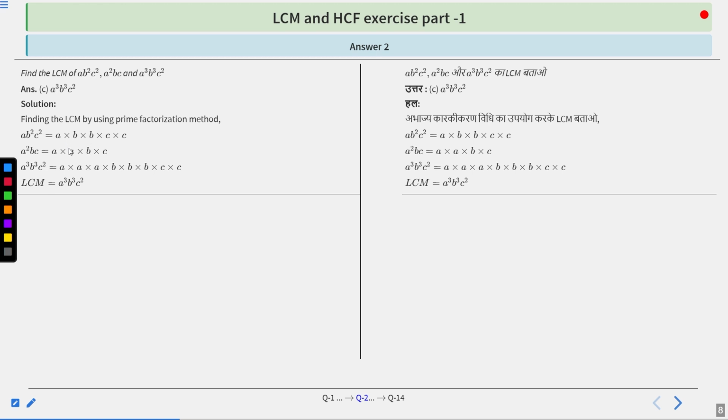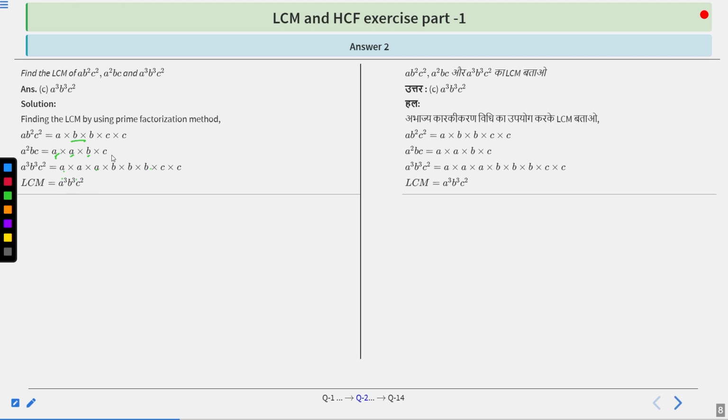So from all the three factorizations, we look at the highest power of A. In the first, the power of A is 1 because it is present only one time. In the second, the power of A is 2 because it is present twice. But in the last term, you can see that A is written thrice, so A cube. Now for B, we will pick the highest power of B. In the first, B is twice. In the second, B is appearing only once. And in the third term, B is appearing thrice. So we will write B cube.